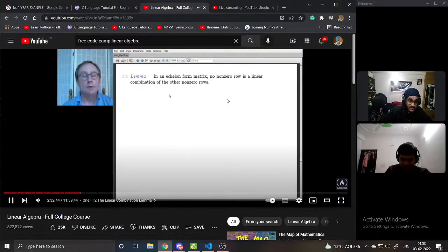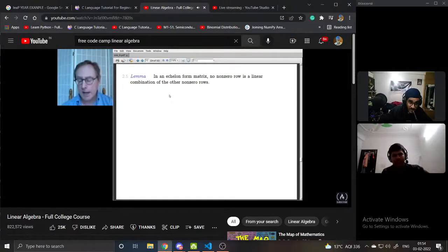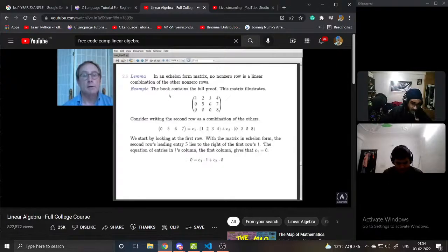Combination of the others. If you have an echelon form matrix and you look at the non-zero rows, none of them is a linear combination of the others. And as with many of the things that we'll do in this class, the book contains the proof, and you should absolutely work through the proof. But in order to work through the proof, you need to have some understanding of what it's about. And so I'm doing an example here of what it's about, and I hope that a person can then go from that to seeing the same ideas in I's and J's.